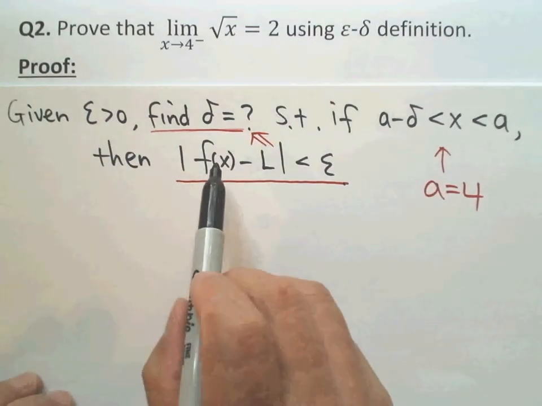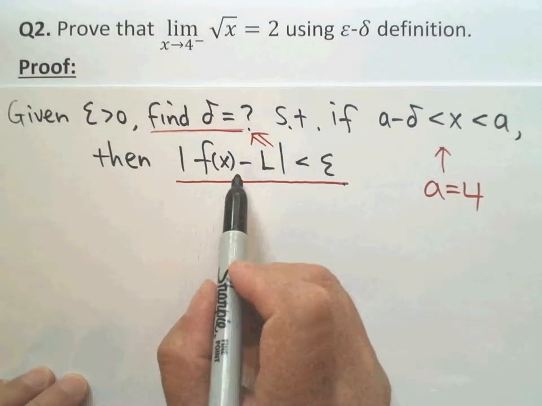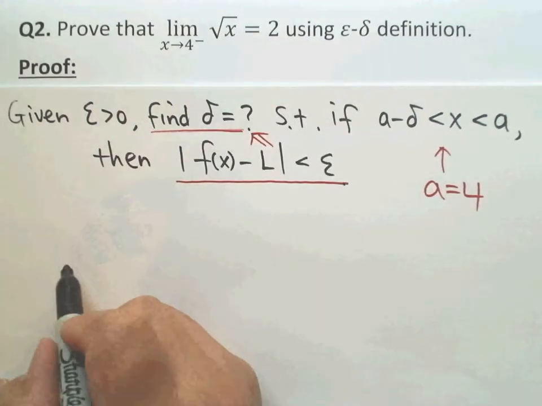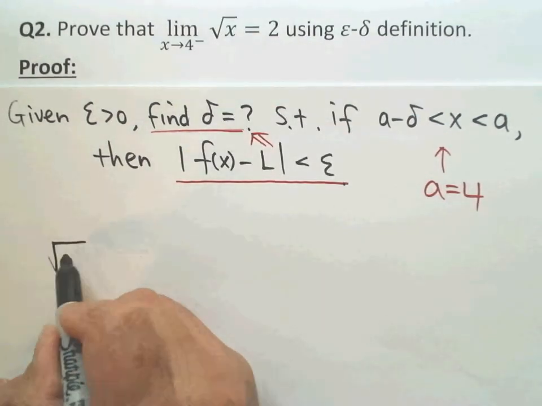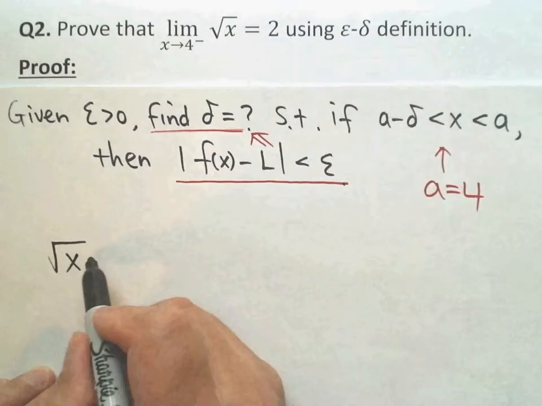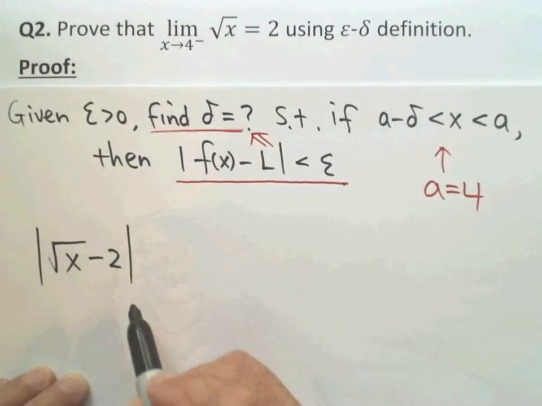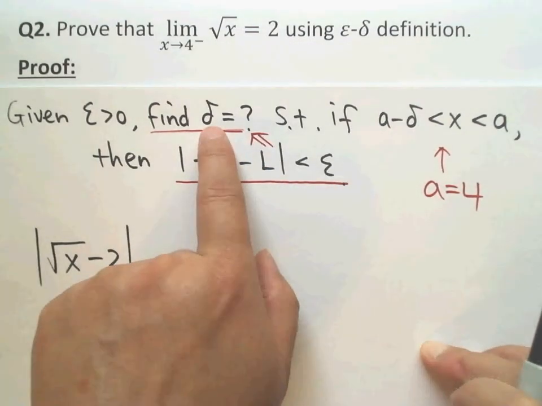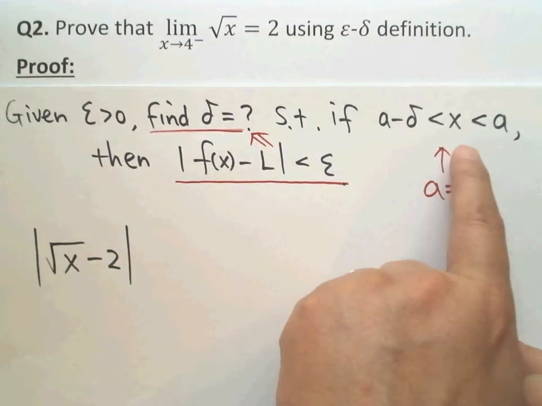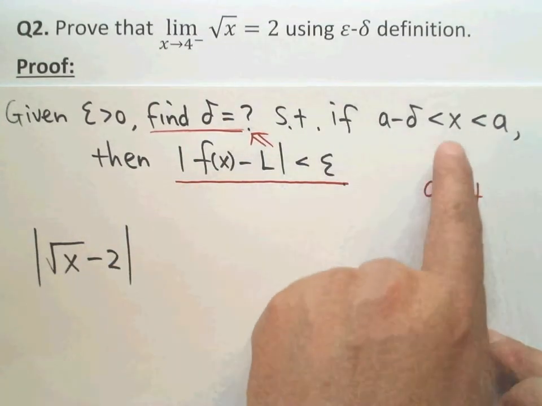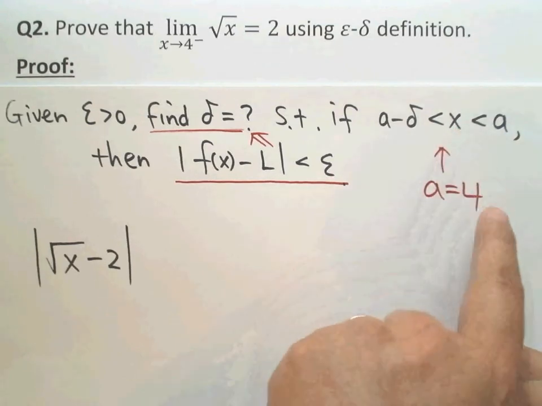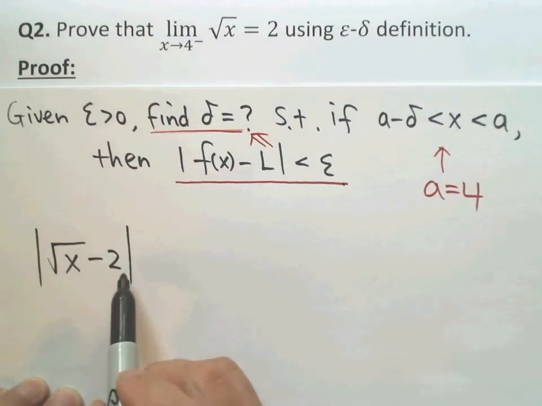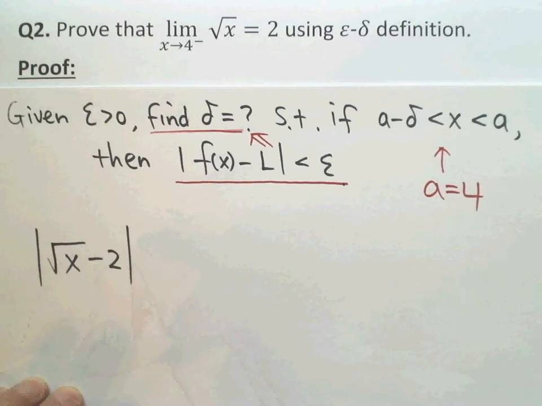So what is f? We are going to explore this inequality. f(x) is the square root of x. So we write the absolute value of square root of x minus L, which is square root of x minus 2, less than epsilon. From this inequality, we need to find the delta. Always keep in mind that delta is the distance between x and the number A, right? So x minus 4 is linked to delta, and we need to find x minus 4.